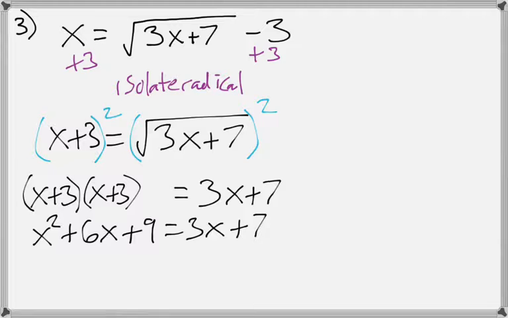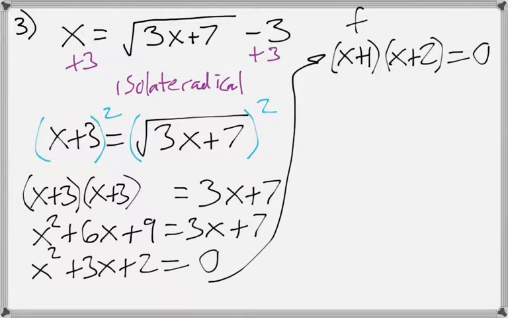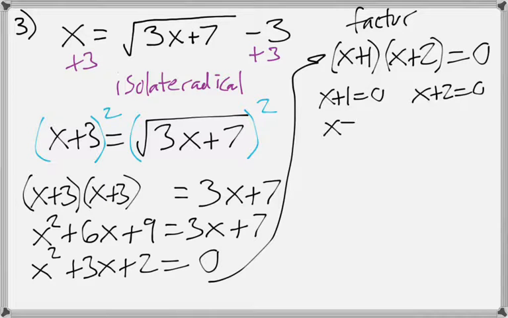So now I want to get everything onto one side and then factor. So x squared plus 3x plus 2 is equal to 0. And then if I factor that, it's going to be x plus 1, x plus 2 is equal to 0. So x plus 1 is equal to 0, x plus 2 is equal to 0, x is equal to negative 1, x is equal to negative 2.